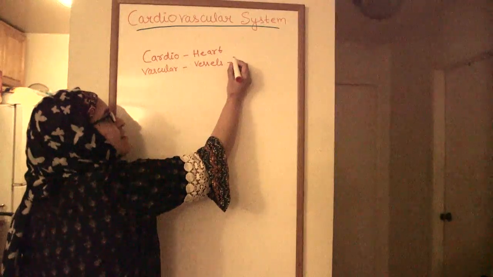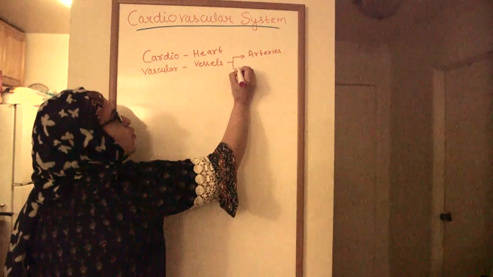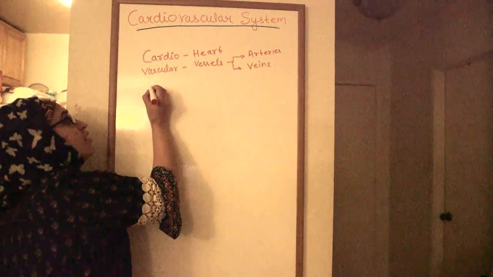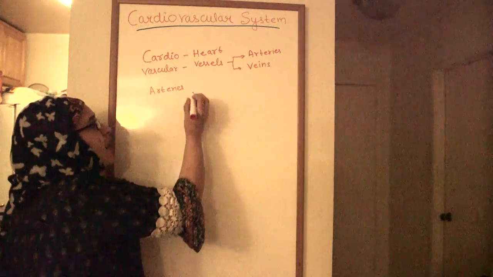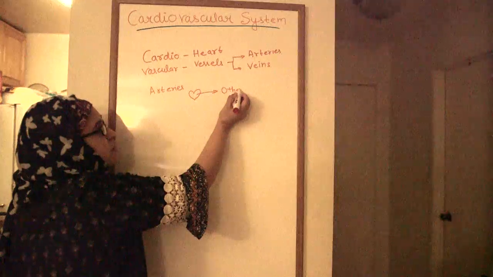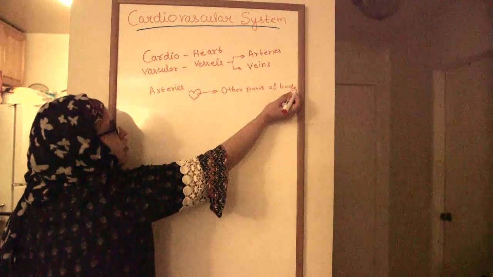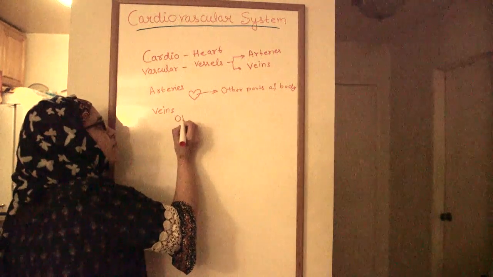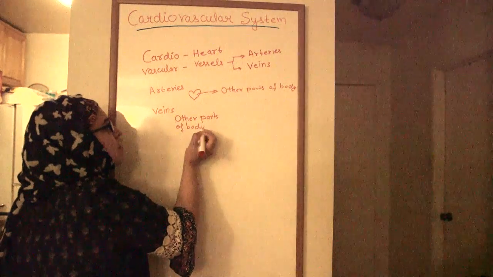There are two types of vessels. One is arteries and the other is veins. The arteries are those vessels that take blood from the heart to other parts of the body. And the veins are the vessels that take blood from other parts of the body to the heart.